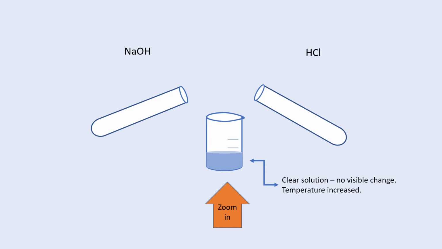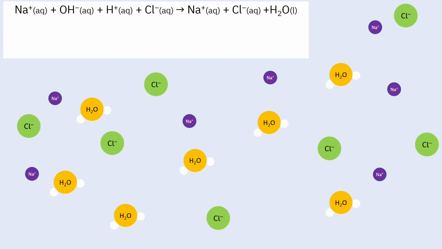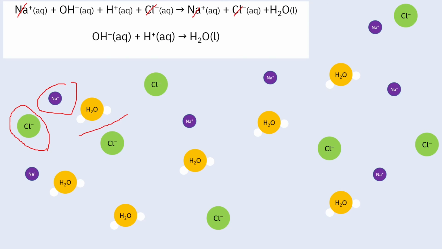All right, if we zoom in on that mixture, we can see we still have sodium ions and we still have chloride ions. But now we no longer have hydronium ions or hydroxide ions, we have water molecules. So our net ionic reaction, once we get rid of these spectator ions, looks like this. So we have hydroxide ions plus hydrogen ions going to form water.